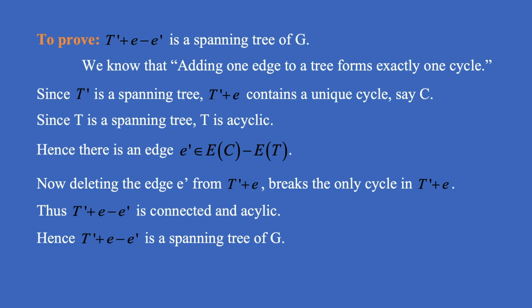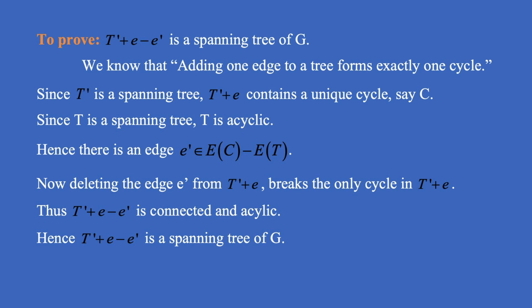Proof: let T and T' be spanning trees of a connected graph G. To prove T' plus e minus e' is a spanning tree of G, we know that adding one edge to a tree forms exactly one cycle. Since T' is a spanning tree, T' plus e contains a unique cycle, say C. Since T is a spanning tree, T is acyclic. Hence, there is an edge e' belonging to the edge set of C minus the edge set of T.